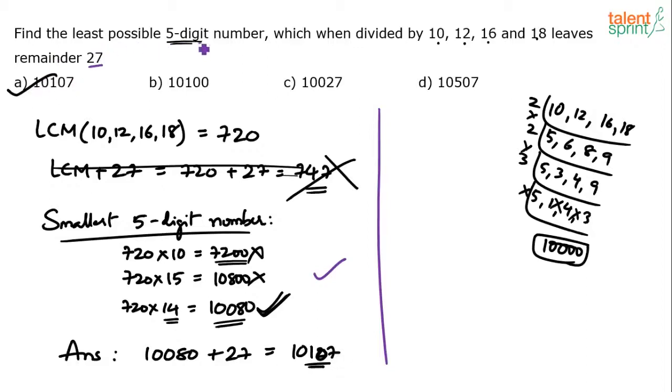You understand? We are looking for the smallest possible 5-digit number, which when you divide by 10, 12, 16 and 18 leaves remainder 27. Which means this number will include the remainder 27. So subtract 27 from all the options. That's the first step. And then check for divisibility rules.